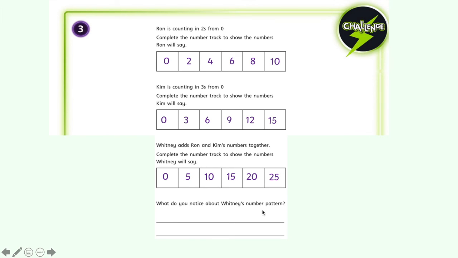What do we notice about Whitney's number pattern? Well, Whitney's number pattern goes up in fives. Now, well done if you spotted that. But there was something else you could have thought about as well. If you really thought about this, you could have noticed that Ron is in twos, Kim is in threes, and 2 add 3 equals 5. So because all together Ron and Kim are going up by 2 and then going up by 3, overall Whitney's is going up by 5s. So well done for spotting that it went up in 5s, and well done if you noticed that that was because Ron was 2 and Kim was 3.